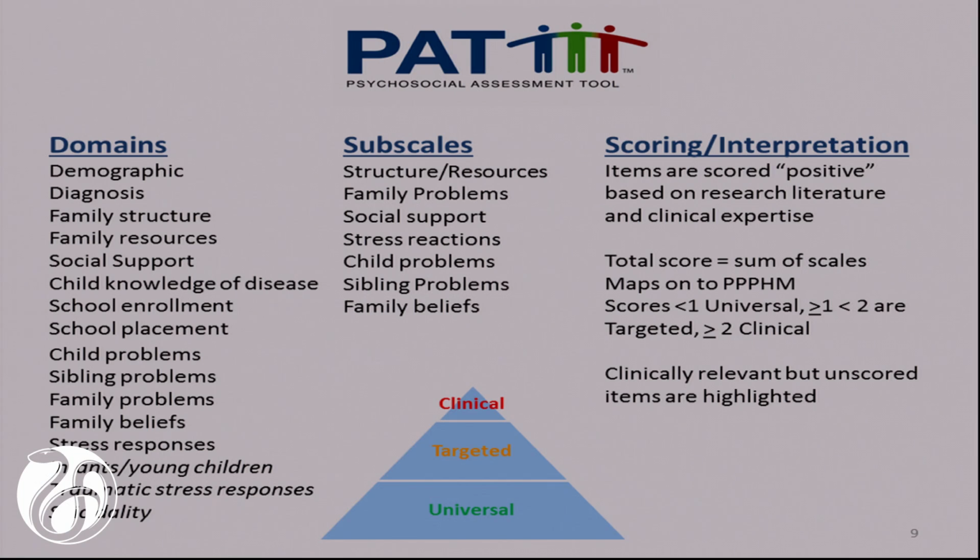From those domains, there are subscales. This is based, again, on what I now think of as the earlier version of the PAT, not the current PAT that we're testing. So you can see these subscales, which get at, how many adults are there in the family? Do you have trouble paying your bills? Things like that. Family problems, social support, the acute stress reactions or the traumatic stress markers. We look at child problems, sibling problems, and family beliefs.